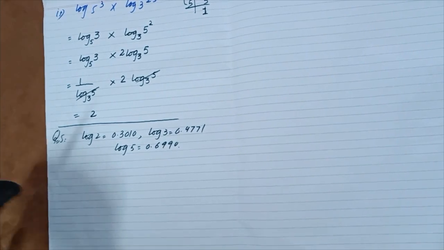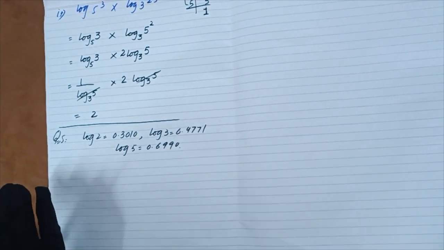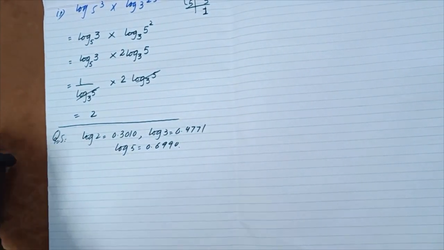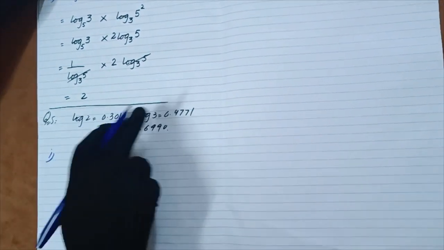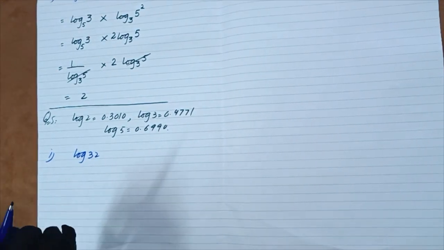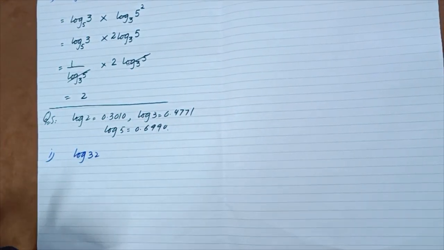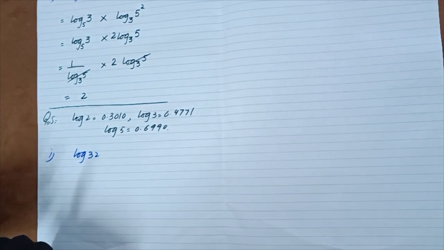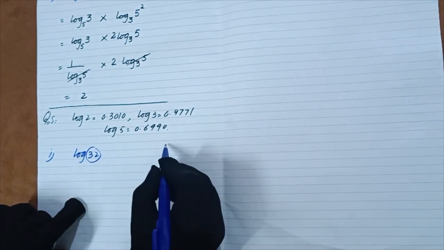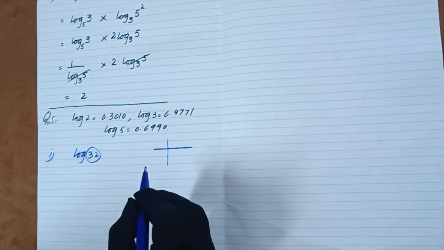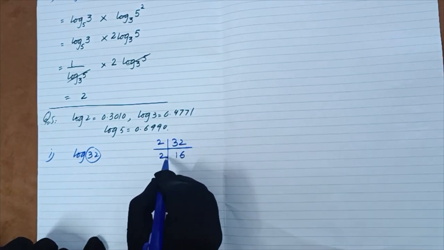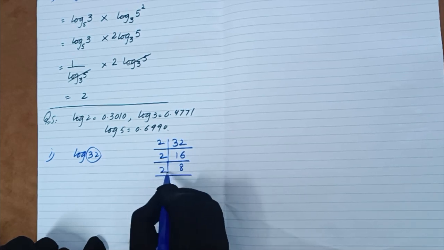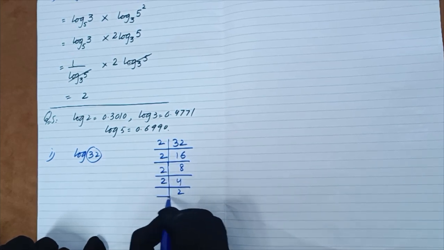In the next question, they ask to use these given values to solve all the given parts. The first part is log of 32. We can use the given values only if our question is changed into only these values like 2, 3 and 5. So the question must be in this formation. Whatever number is given over here, you need to factorize it into simple prime numbers. 32: 2 times 16 is 32, 2 times 8 is 16, 2 times 4 is 8, 2 times 2 is 4, 2 times 1 is 2.